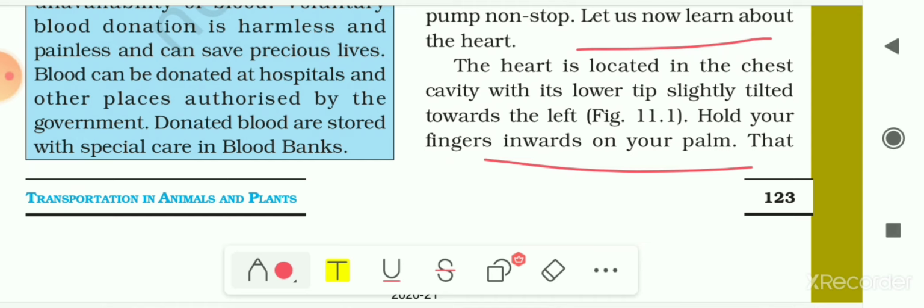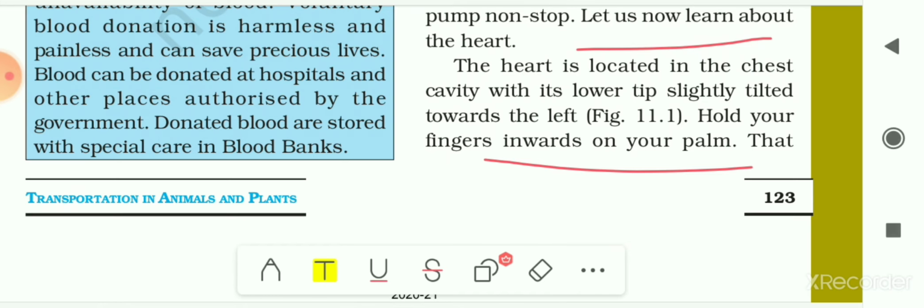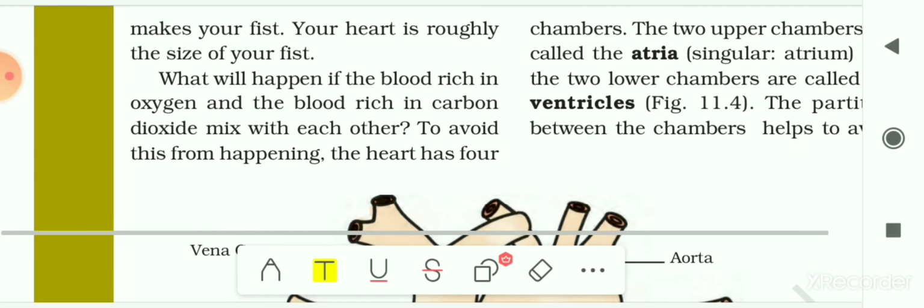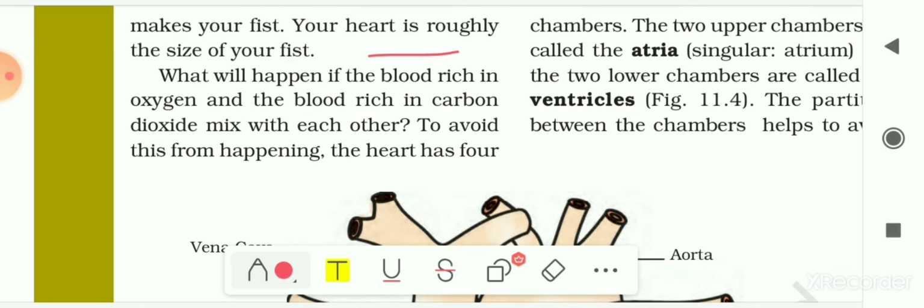And if you want to know the size of the heart, then fold your fingers inwards on your palm, and that makes your fist. Your heart is roughly, or approximately, the size of your fist. So that is the size of your heart.